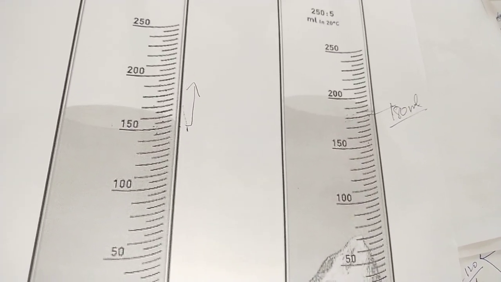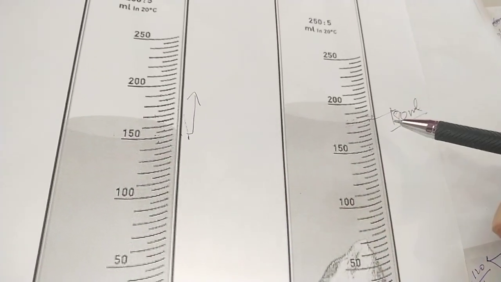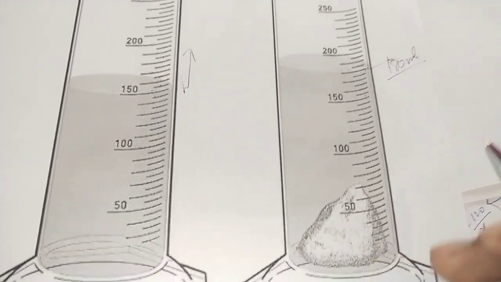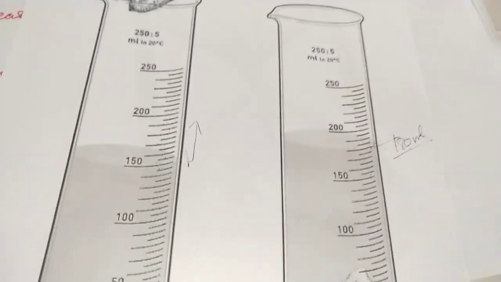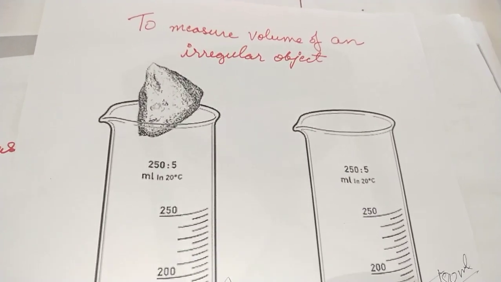Alright, so that means what we are going to do is that, as we already know that 1 ml is equal to 1 cubic centimeter, we'll subtract the initial one from the final one, and we'll get to know the size of this very solid. That will tell us what is the volume of this very irregular object. So this was how to find out the volume of any irregular object.